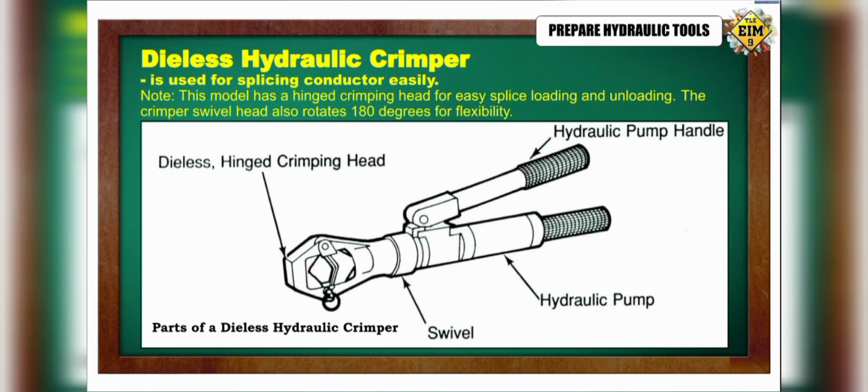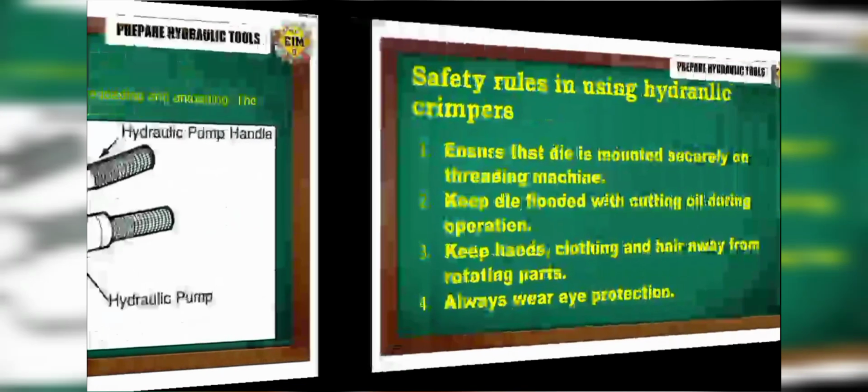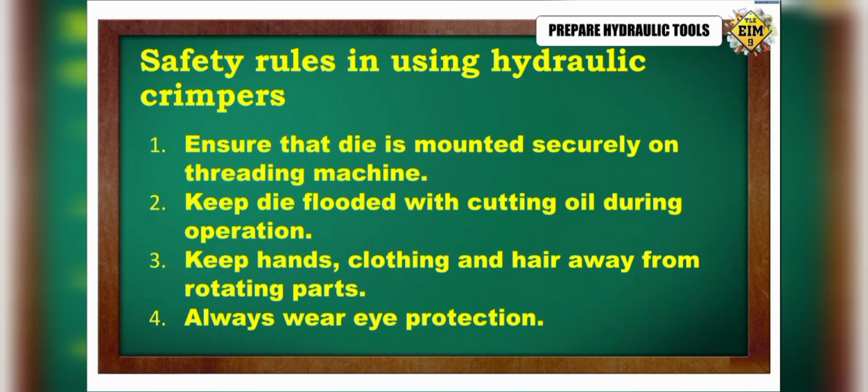And then we have the dieless hydraulic crimper. So, ito naman is nakita ko to o naka-experience ako na gumamit nito is crimper po siya ng mga terminal na ikinakabit po sa dulo ng electrical wire po natin. So, yan po yung typical na itsura ng dieless hydraulic crimper natin. So, we have the parts na dieless crimper head, we have the swivel hydraulic pump, and then yung hydraulic pump handle natin. Okay?